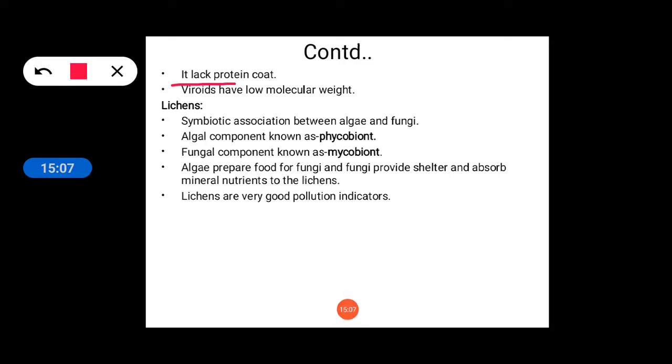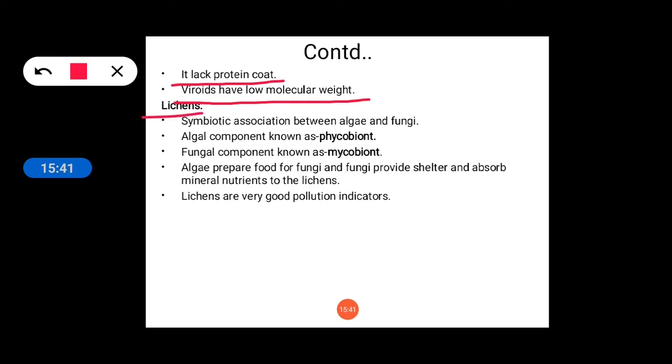Viroids lack a protein coat. But we have found a protein coat called capsid in viruses, right, that protects the nucleic acid. But viroids do not contain a protein coat. Viroids have low molecular weight. As they are very small compared to viruses, obviously they have low molecular weight as compared to viruses.